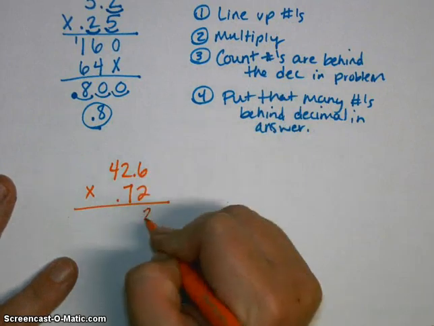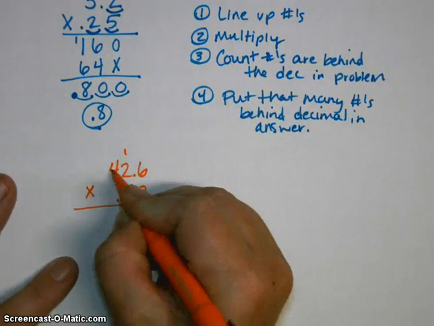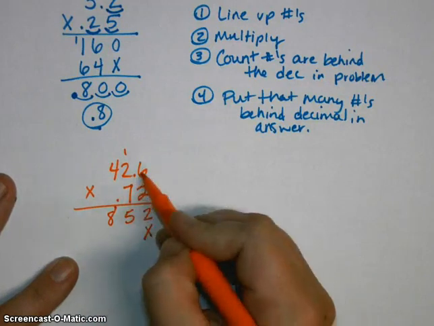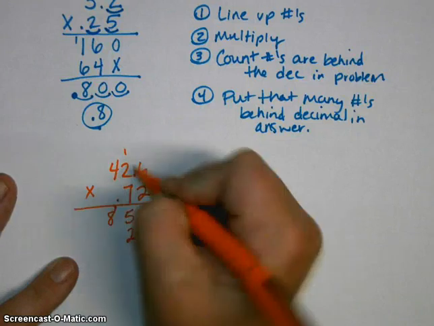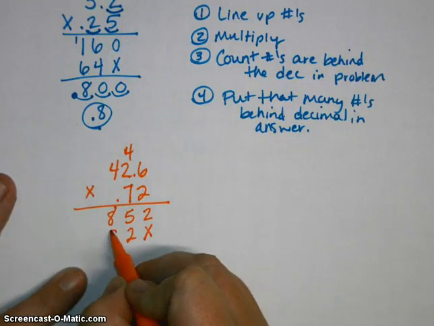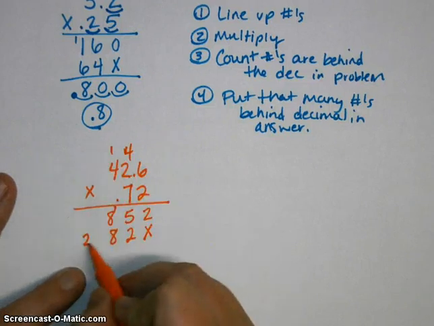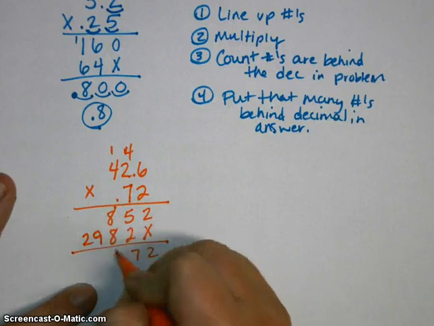6 times 2 is 12, 2 times 2, 4, plus the 1, 5, 2 times 4, 8, placeholder or 0, 7 times 6 is 42, 7 times 2 is 14, plus the 4 is 18, 7 times 4 is 28, plus the 1 is 29. Add them together.